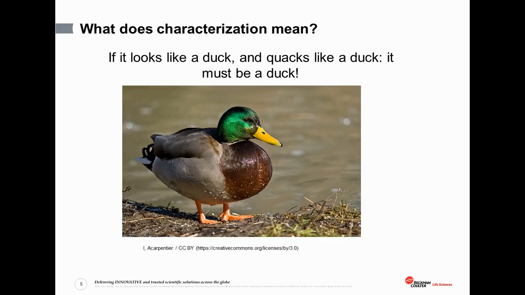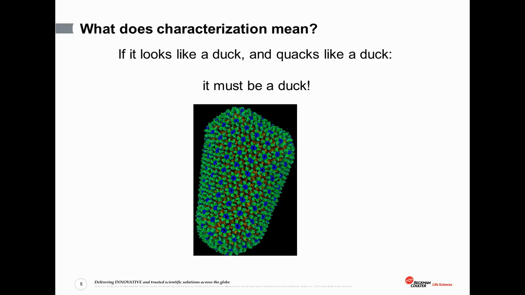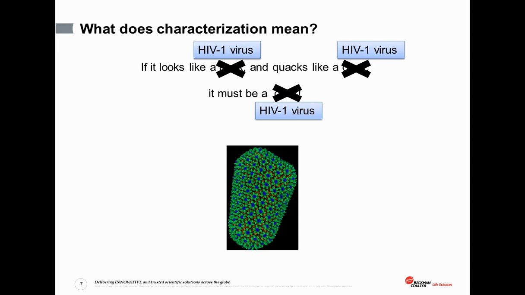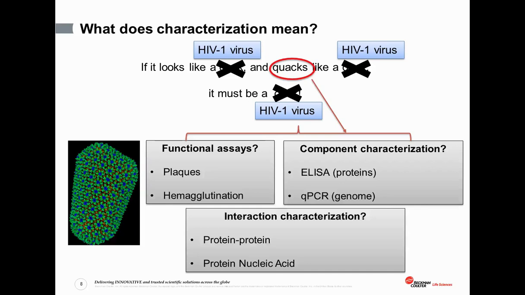characterization of viruses. So, you've all heard that old statement that if you're talking about something and it looks like a duck and it quacks like a duck, it must be a duck, right? However, you're not talking about ducks, you're talking about virus particles. And if we are looking at, for example, an HIV virus, if it looks like an HIV virus, quacks like an HIV virus, it must be an HIV virus, right? That does raise the question, what do we mean when we say quacks like an HIV virus?